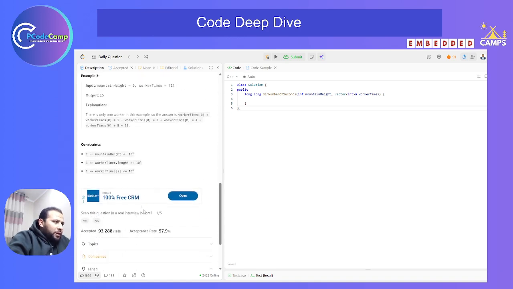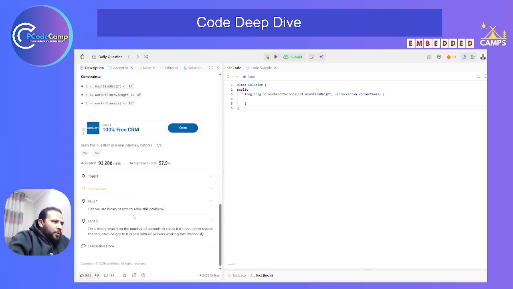As you can see here in the hint, we can use binary search to solve this problem. This is a simple technique to do that. We can guess a time t and check if the workers can finish the mountain within t seconds or not. If yes, I will try smaller. If no, I will try larger, and so on.